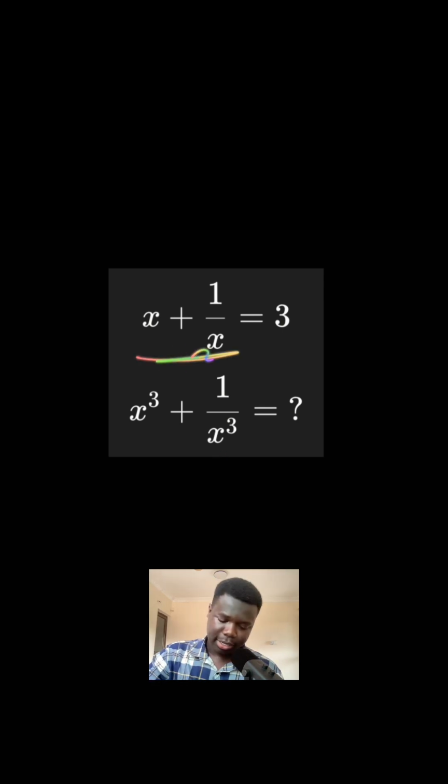Since this is equal to 3, if we cube this, then we're really going to get the corresponding value, right? Good, so that's what we're going to do. So we're going to have x plus 1 over x equal to 3. Then we can cube both sides of the equation, right? So this is going to be x cubed plus 1 over x cubed equal to 27, right? So therefore x cubed plus 1 over x cubed equals 27, right?